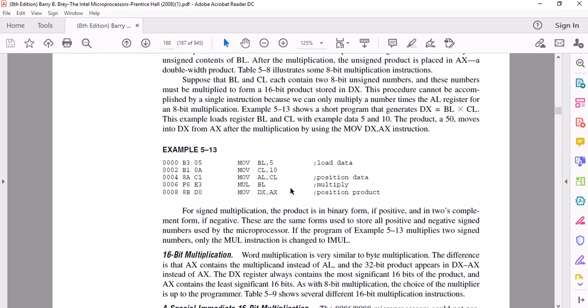Then in order to multiply we will use MUL BL. Now automatically 10 will be multiplied with the value in the BL register, that is 5, and the result will be stored automatically in the AX register. Now if we want to save the result in DX, then we will move the result from AX to DX. So the code will be MOV DX, AX. This way the final result will be stored in the DX register.